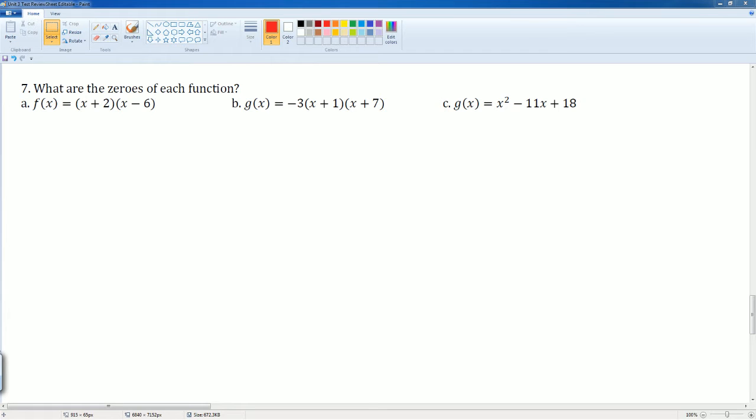Welcome. This is the Term 4 final review sheet solution tutorial. Here I will be covering number 7. It asks what are the zeros of each function.